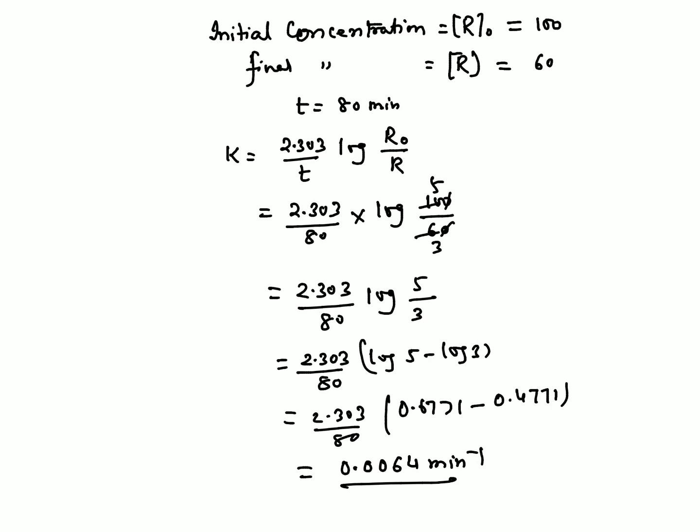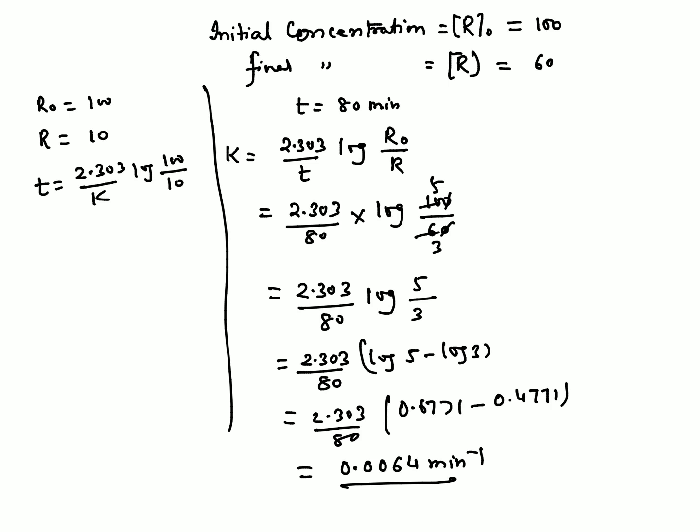Now the second part is how much time it would take to complete the reaction by 90%. It means in the second part the final concentration should be 10, and the initial concentration is 100. So you have to find the time. In that case, time is equal to 2.303 by k log 100 by 10. Now 2.303 and the value of k is 0.0064, log 10. You know the value of log 10 is equal to 1. So finally when you solve it, you will get the value 360 minutes.